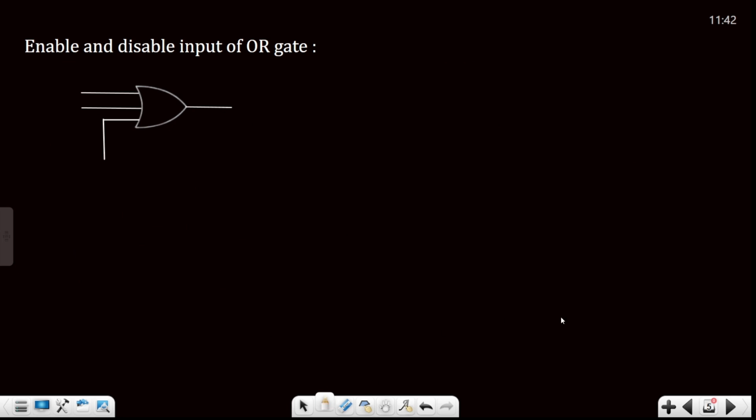So here we have A, B and C, and the output Y. If I am having C equal to 0, then it will be A plus B plus 0, that will be A plus B. And let us also check for 1. If A plus B plus 1, we know that 1 plus anything will be 1. So the answer will always be 1.